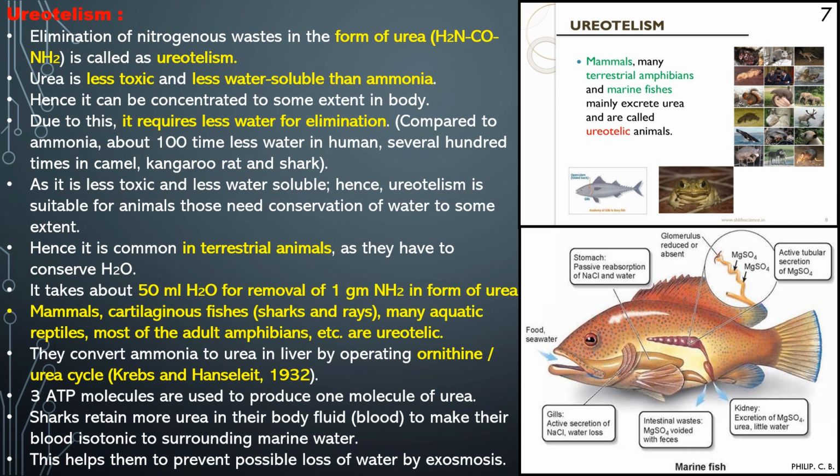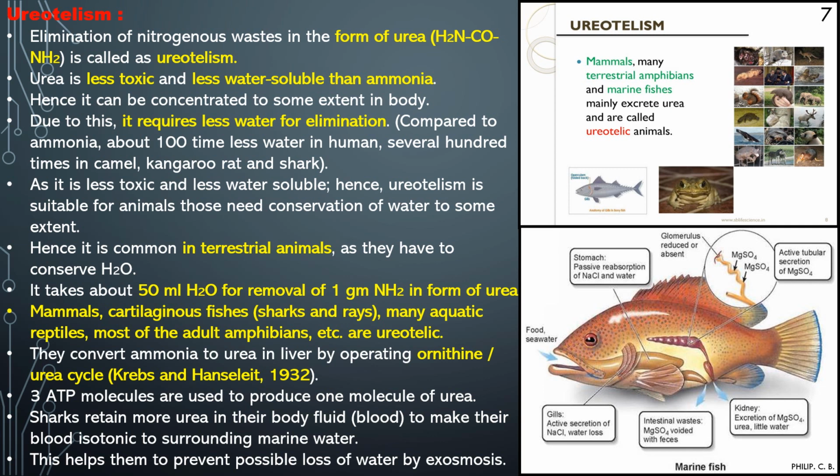Mammals, cartilaginous fish, sharks and rays, many aquatic reptiles, most of the adult amphibians are ureotelic. Some of these species we can see in the next slide. They convert ammonia to urea in the liver by operating the ornithine or urea cycle, described by Krebs and Henseleit in 1932. So it is commonly called the ornithine cycle or urea cycle. Further, 3 ATP molecules are used to produce 1 molecule of urea.